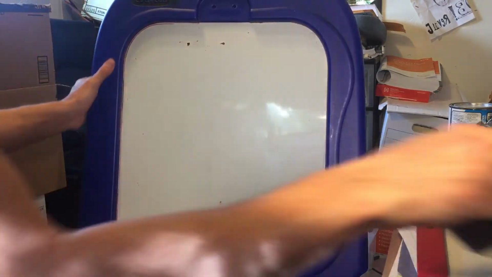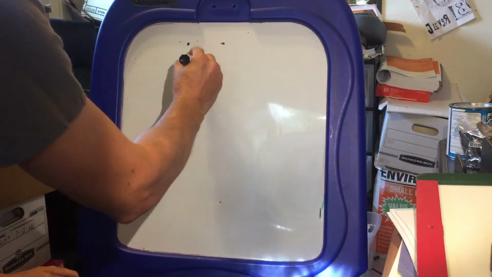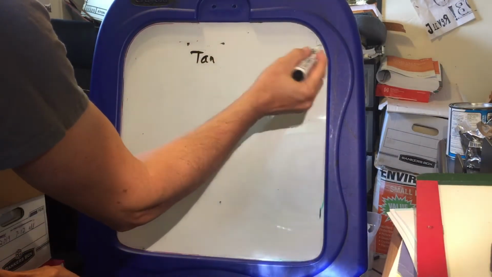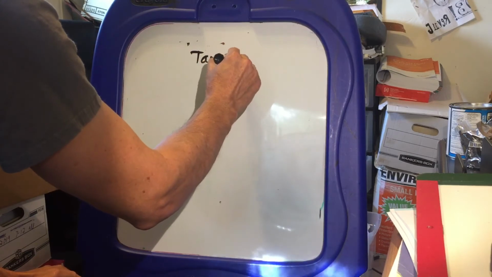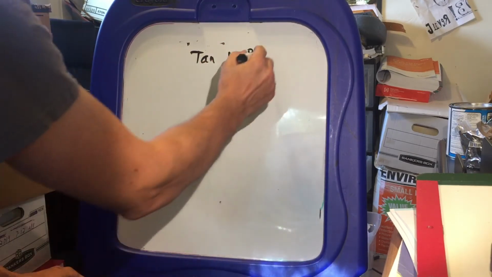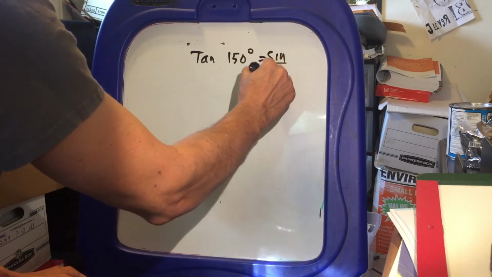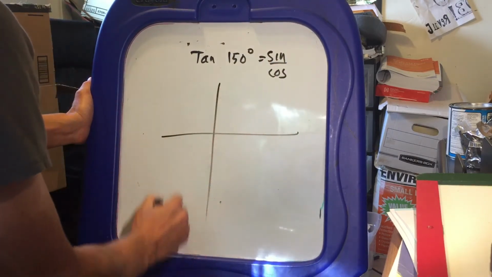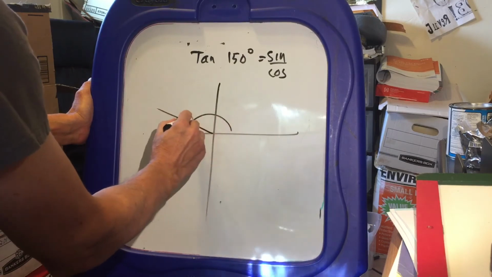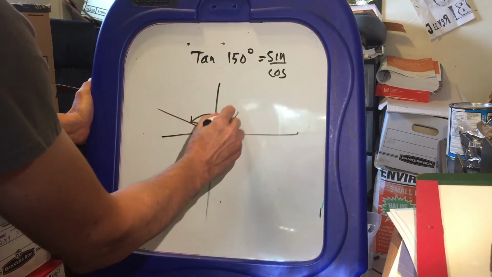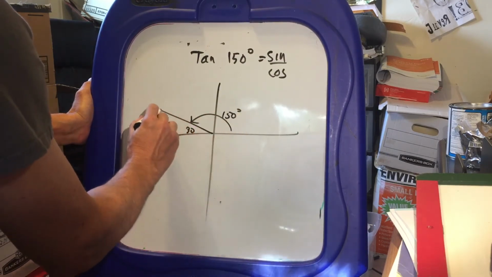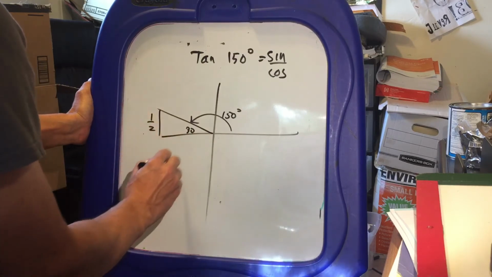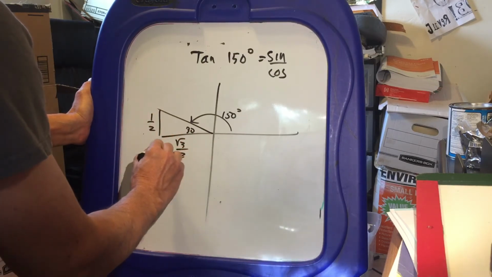On a unit circle, if I want to know the tangent of an angle, what if I want to know the tangent of 150 degrees? Well, I just said that it equals the sine over the cosine. So what is the sine and the cosine of 150 degrees? Here's 150. What's that reference angle? You should say 30. That makes this a half. That makes this root 3 over 2, but negative.